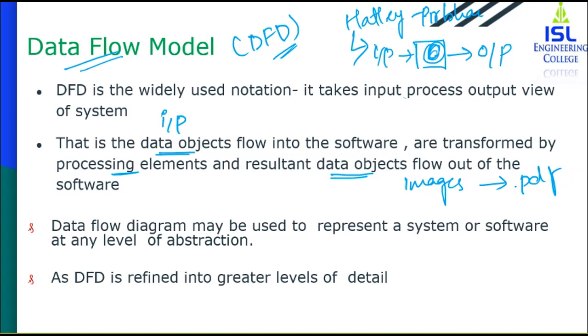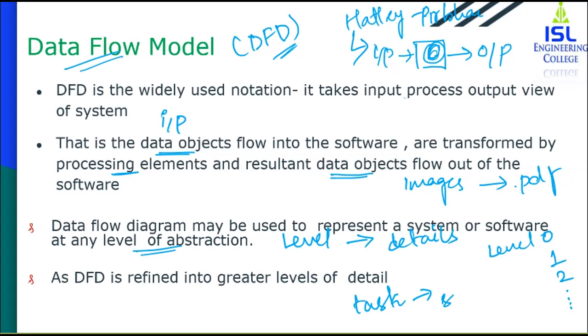Now these data flow diagrams can be used to represent a system at different levels of abstraction. We are going to study different levels of the diagram, and each level is going to have details based upon the level. First we're going to start with level 0, then level 1, level 2. This can continue until each and every task is simplified. So the DFD is refined into greater levels of detail, that is, level 1, level 2, or level 3.